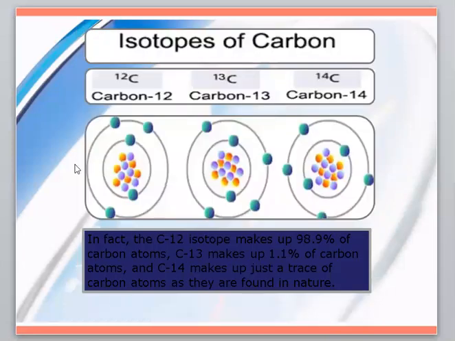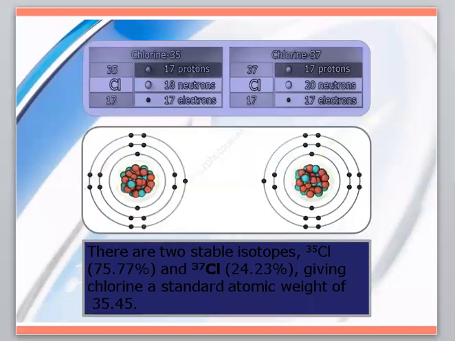Chemical properties are the same. Carbon has three types of isotopes: carbon 12, carbon 13 and carbon 14. All have the same number of protons and electrons, but carbon 12 has 6 neutrons, carbon 13 has 7 neutrons and carbon 14 has 8 neutrons. Chlorine: we discussed two types of isotopes, chlorine 35 as well as chlorine 37. Both have 17 protons as well as 17 electrons, whereas chlorine 35 has 18 neutrons and chlorine 37 has 20 neutrons.